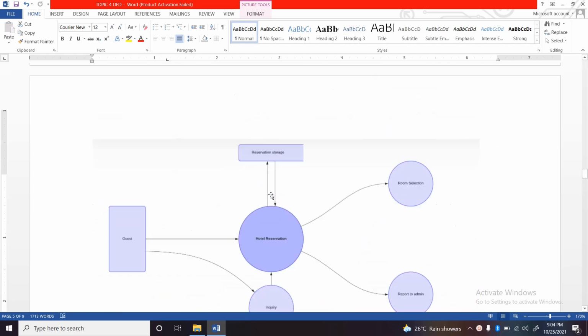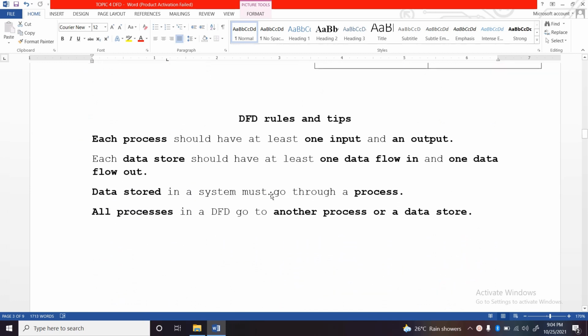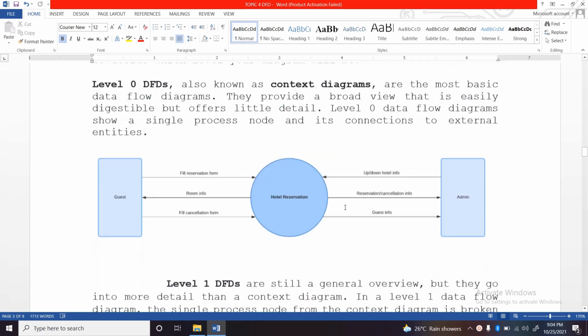So going back to our rules and tips, it was being implemented that each process should have at least one input and an output. A data store should have one data flow in and one data flow out, and data should go through a process, and all processes in a DFD go to another process or a data store.